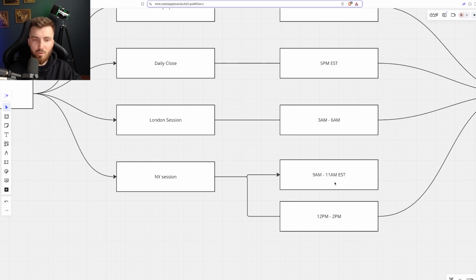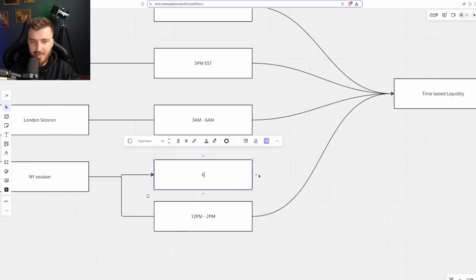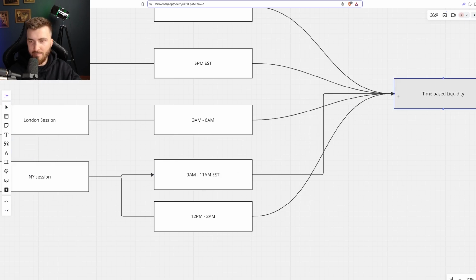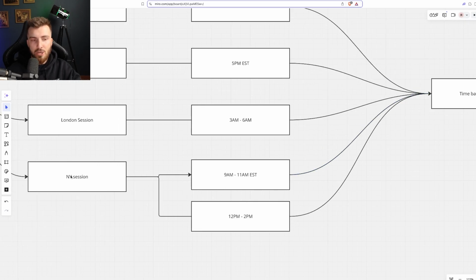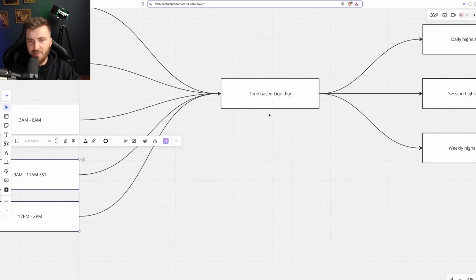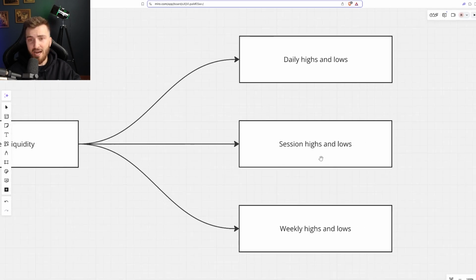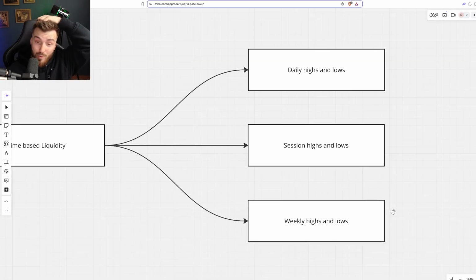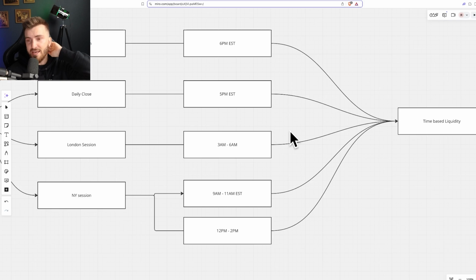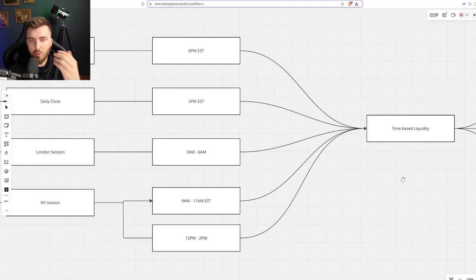There's a lunch hour that happens in New York session. That's what we are trying to avoid right there, right? So that's why we have the lunch hour. So New York session is divided into two, and then we have the time-based liquidity that is going to be the daily highs and daily lows, session highs and session lows, weekly highs and weekly lows. So all of this is just giving you points of liquidity.